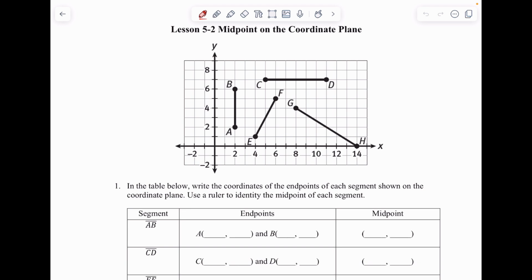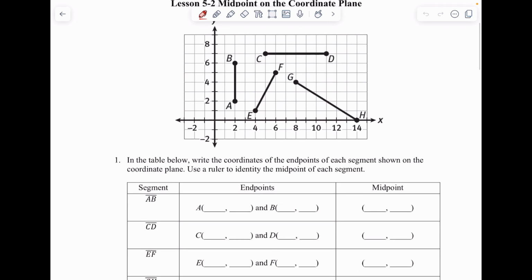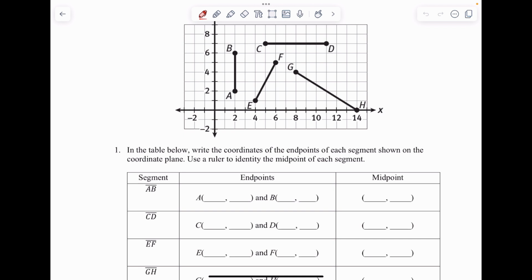So let's get started. In this picture, I have 4 different segments plotted on the coordinate plane. And what I'd like to do first is jot down all of those coordinate points for the endpoints. So starting with segment AB, I see that point A is at the point 2, 2. Remember to write a coordinate point, it goes X and then Y. Point B is at the point 2, 6.